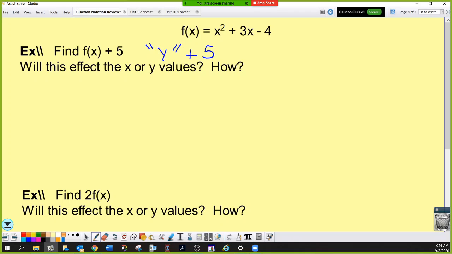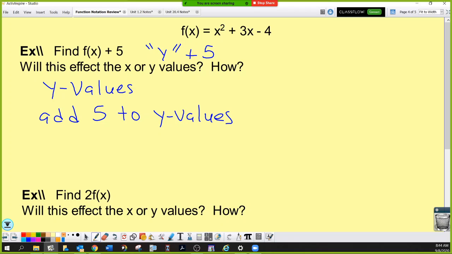So will this affect the x's or the y's? Well, it's going to be the y values. Because it's happening outside of the parentheses, this is not going to be changing your x values. And what is it going to do to them? Well, if it says y's plus 5, it's going to do exactly what it looks like. It's going to take all your y values and increase them by 5. So this will add 5 to the y values.